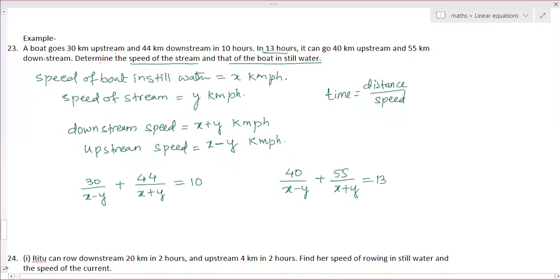Ma'am, I didn't get why we divided by the speed. Time is equal to distance by speed, no? Total time they have given. So the distance is 30 kilometer and the speed is x minus y in upstream. 44 kilometer downstream, so 44 divided by the downstream speed x plus y. And this is the total time, 10 hours. Then with this method, for these type of questions, 1 by x minus y is equal to a and 1 by x plus y is equal to b. That way you solve this equation.